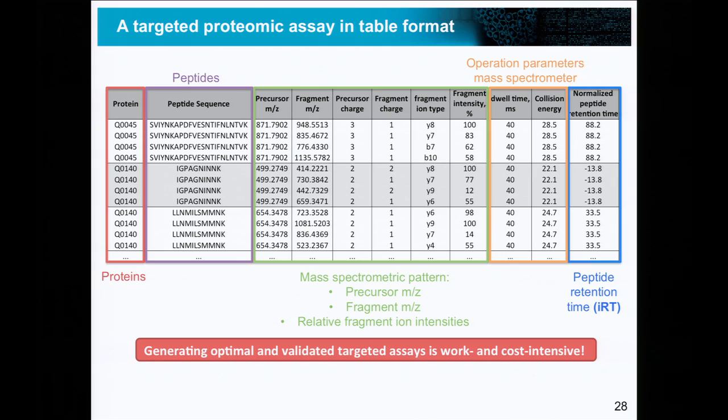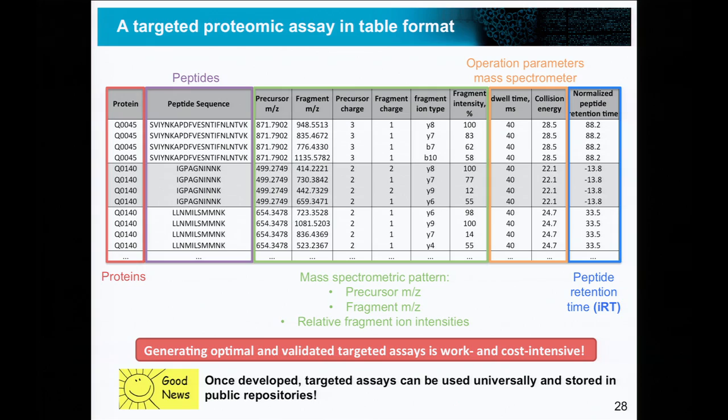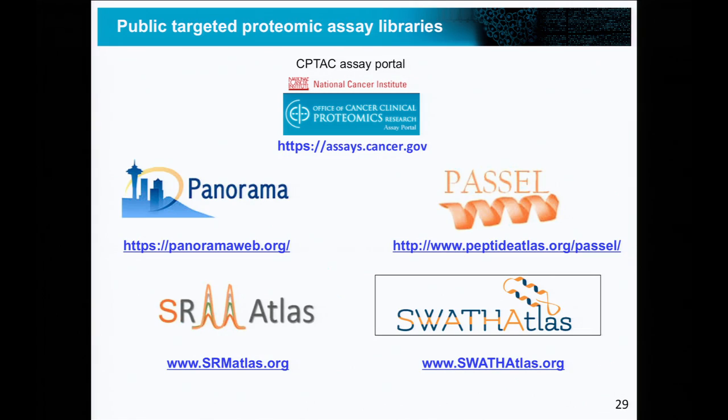However, the good news is that once developed, targeted assays can be used universally and they can be stored in public repositories. So in other words, you can benefit from work other people have spent on generating their targets, and if you provide your assays on public repositories, other people can also benefit from your work. And there are several of these targeted assay repositories out there. Here you find all the links to them, and I can just encourage you to really go to these websites, and when you start doing SRM, check out what other people have done on your target proteins, and also donate your own data to these web portals, to make this targeted assay design a community effort.